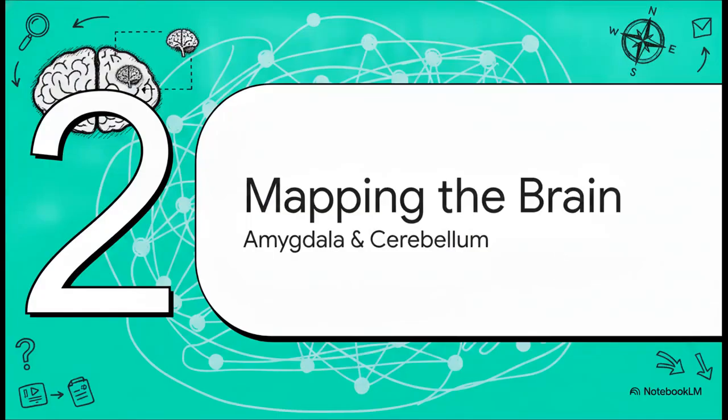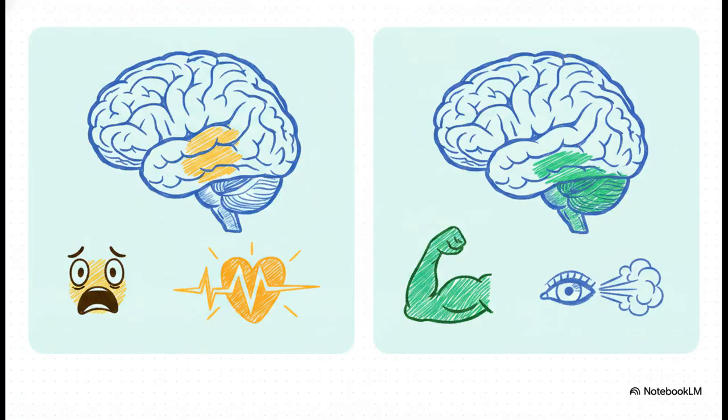Moving on to Section 2, mapping the brain, amygdala, and cerebellum. The brain brilliantly divides the labor of learning. On one side of this equation, we have the amygdala, which acts as the ultimate hub for learned fear and emotional associations. On the flip side, we have the cerebellum. This is the critical structure for conditioning your skeletal musculature and refined reflexes. This hard distinction is a really vital pedagogical anchor for us as we dive deeper today.